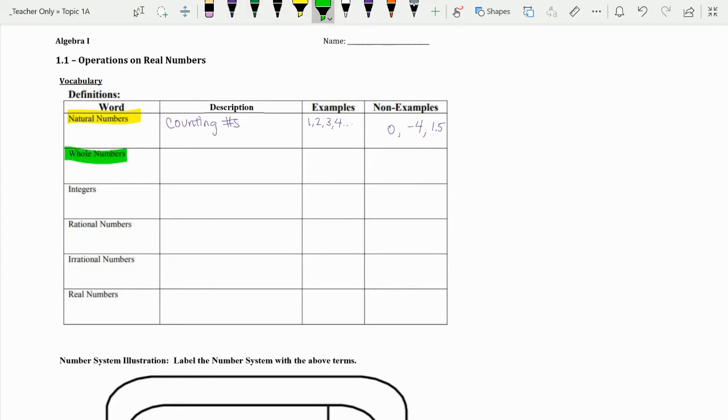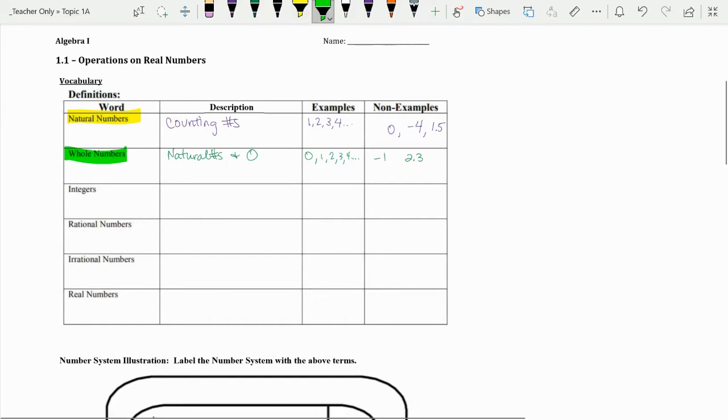Next one, whole numbers, is going to be all of the natural numbers, but you're going to add 0. So it's going to be 0, 1, 2, 3, 4, 5, etc. So natural numbers and whole numbers are very similar to each other, but natural numbers start at 1, whole numbers start at 0. So a non-example for a whole number would be like -1 or 2.3 or numbers like that aren't nice numbers per se.